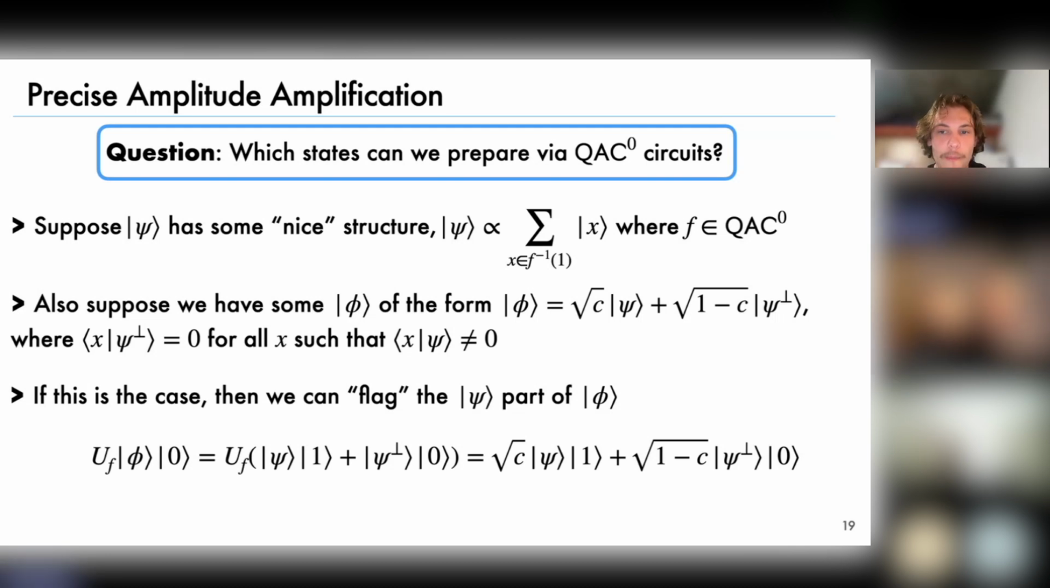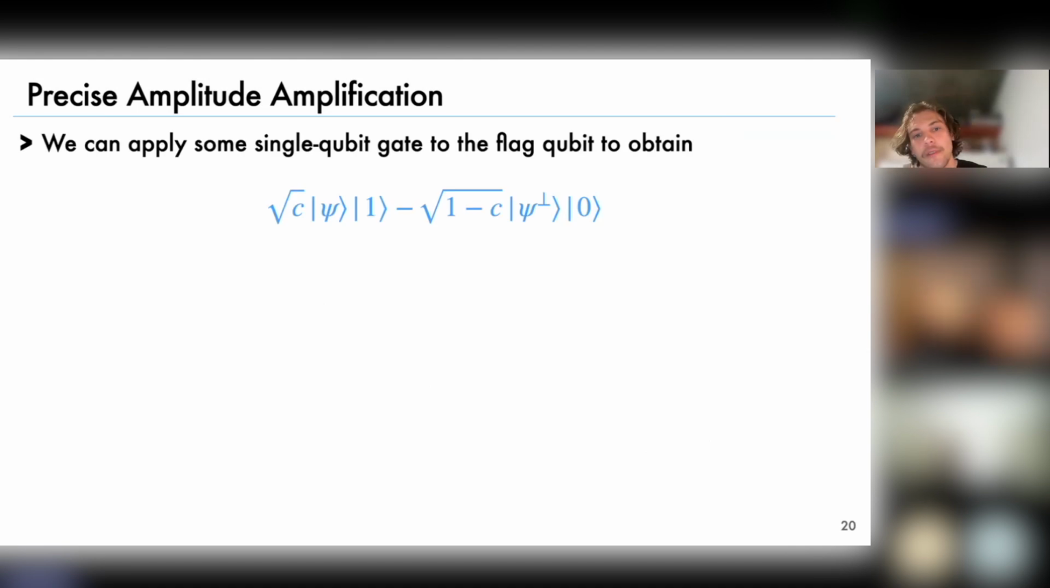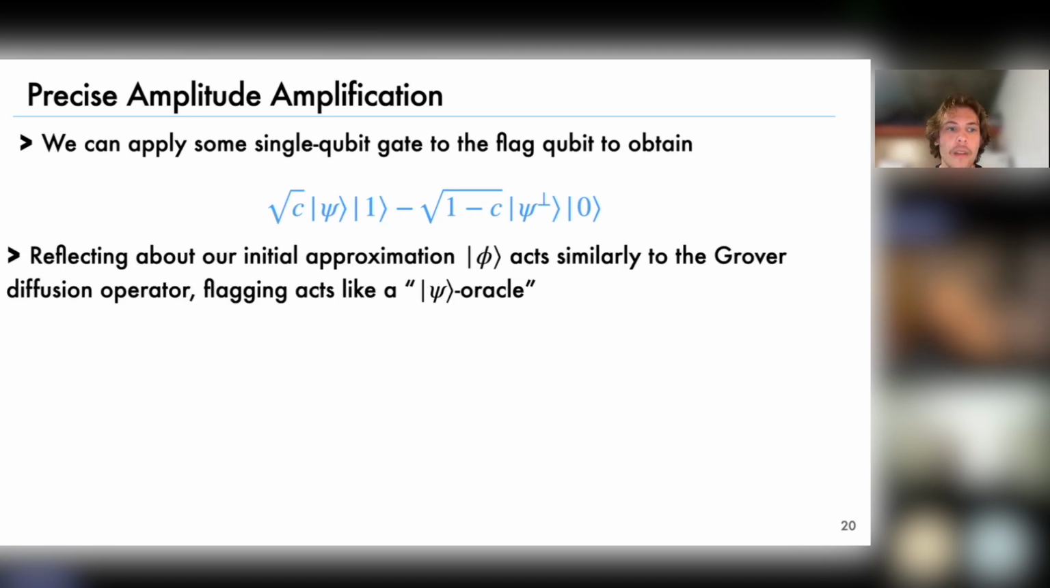Okay, so after we apply this UF unitary, we can also apply maybe an X and a Z on the last qubit to end up with a state that looks like this, which isn't too dissimilar from what we had before. Now the point is that we had this state phi from earlier, which acts as an initial approximation of our state psi, with C being the measure of how good that approximation is.